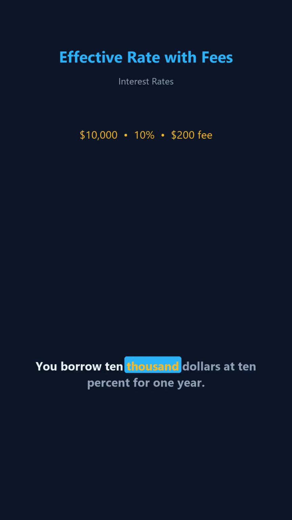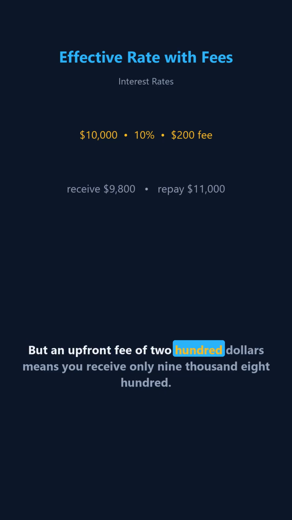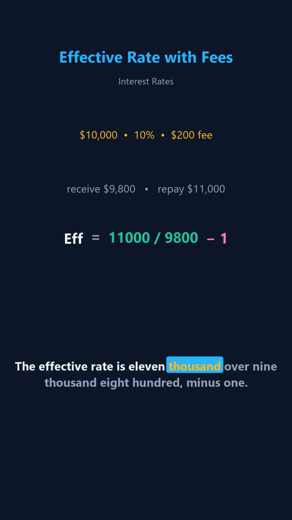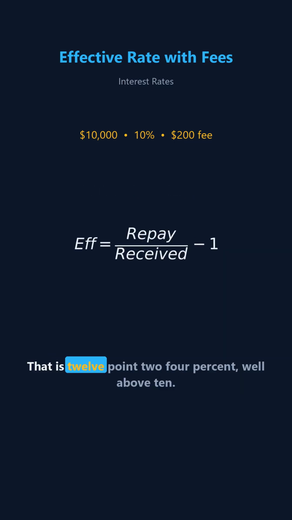You borrow $10,000 at 10% for 1 year. But an upfront fee of $200 means you receive only $9,800. At the end you repay $11,000. The effective rate is $11,000 over $9,800, minus 1. That is 12.24%, well above 10%.